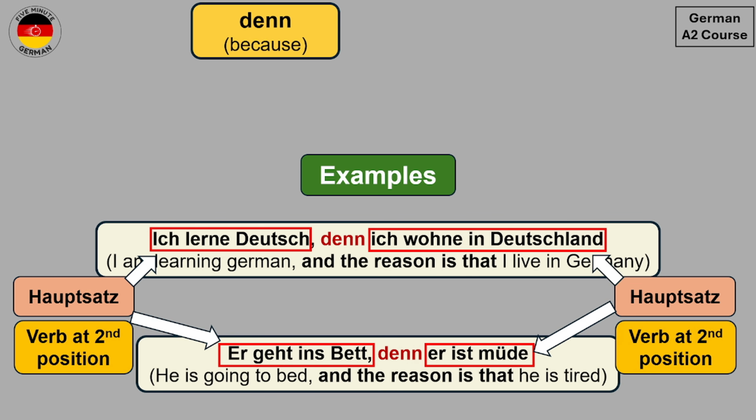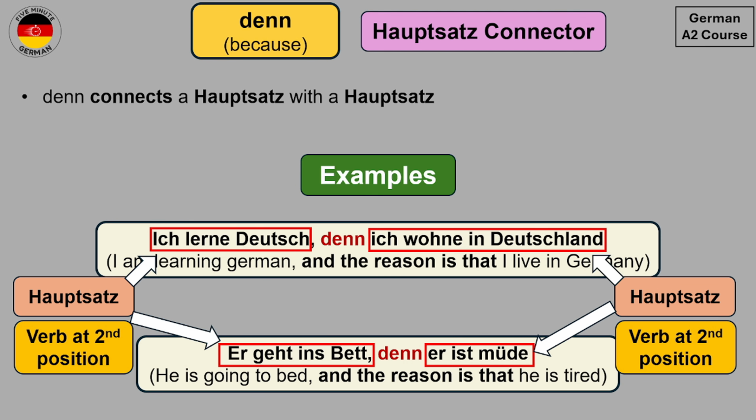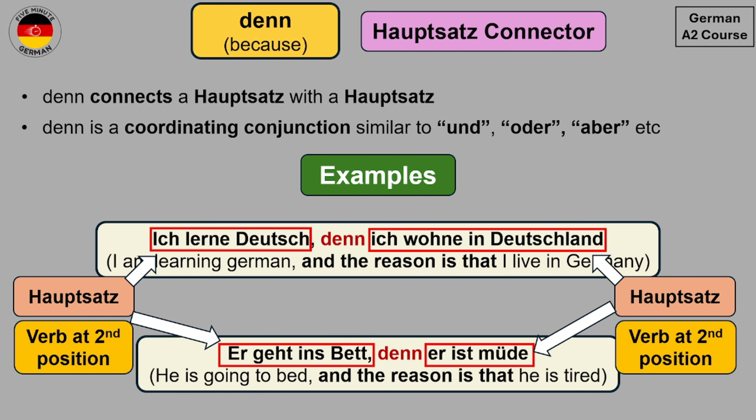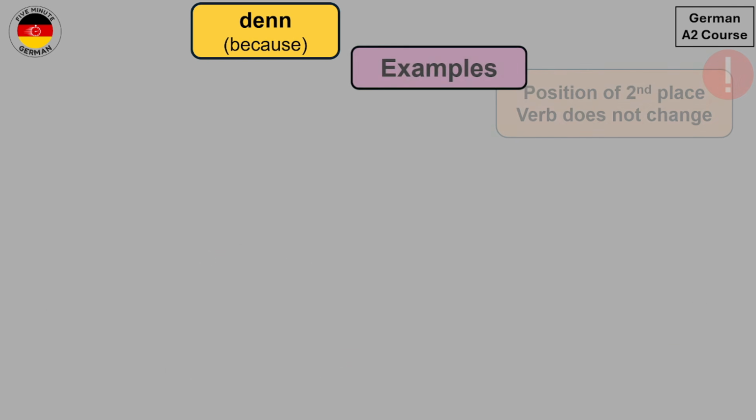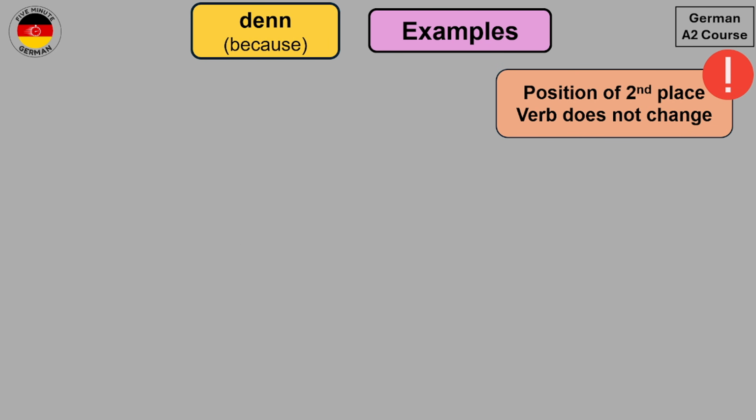So this means that denn connects a Hauptsatz with another Hauptsatz, and it can be called a Hauptsatz connector. And in grammatical terms, we can say that denn is a coordinating conjunction similar to und, oder, aber, etc. Now let's take a look at a few more examples with denn, keeping the rule in mind that the position of the second place verb will not change.